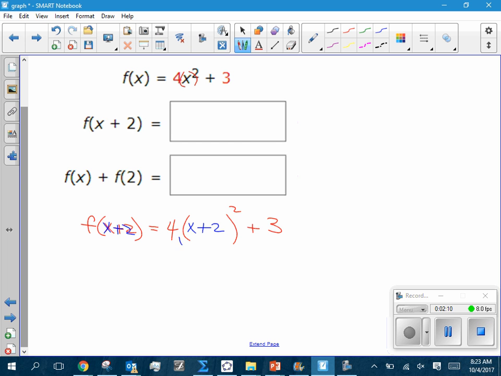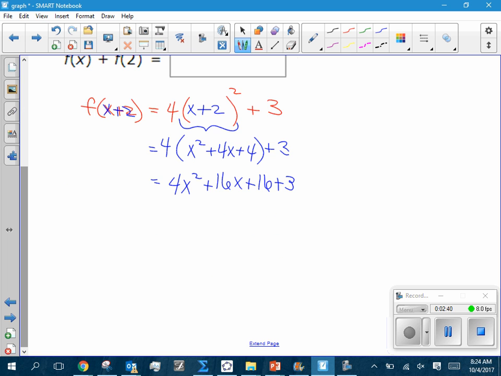So order of operations, if we're going to simplify this, order of operations tells us we have to do that first. So that becomes x plus 2 squared becomes x squared plus 4x plus 4. We still have that 4 out front as a multiple. Okay. So we're going to run that through and get 4x squared plus 16x plus 16 plus then 3. And then combine like terms, which you get 4x squared plus 16x plus 19.